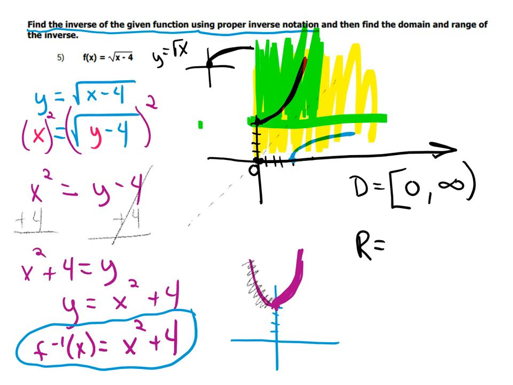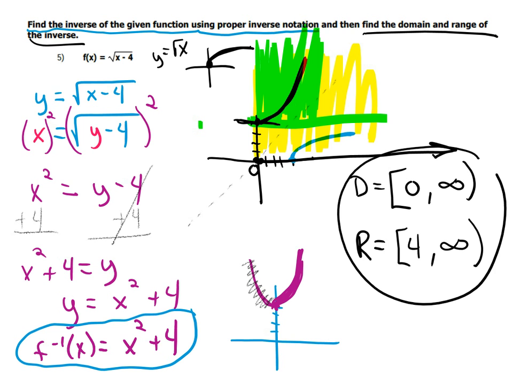So the range starts at right here at the 4 and includes the 4 and then goes upward to infinity. And that's the second part. Then find the domain and the range of the inverse. And that's that.